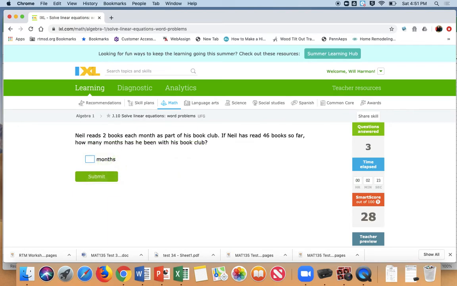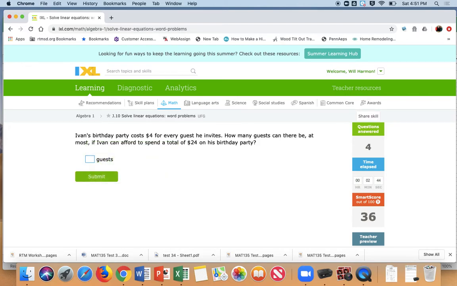Neil reads 2 books each month as part of his book club. If Neil has read 46 books so far, how many months has he been with this book club? So 2 books per month, you've read 46 books, so we're going to do 46 divided by 2, and we get 23.